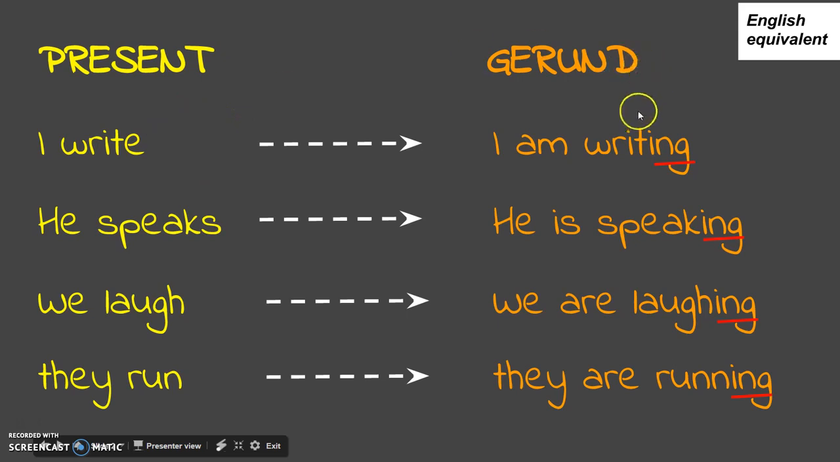So in both cases, the events are occurring in the present, but the gerund has a greater sense of immediacy than the present tense. The gerund is what is happening right now, what is in the process of happening.